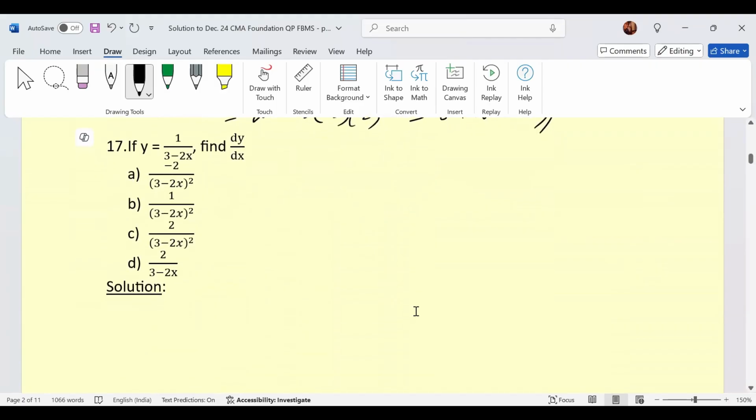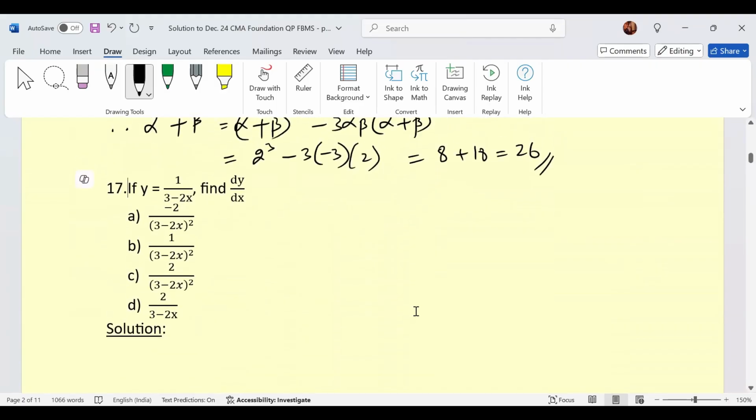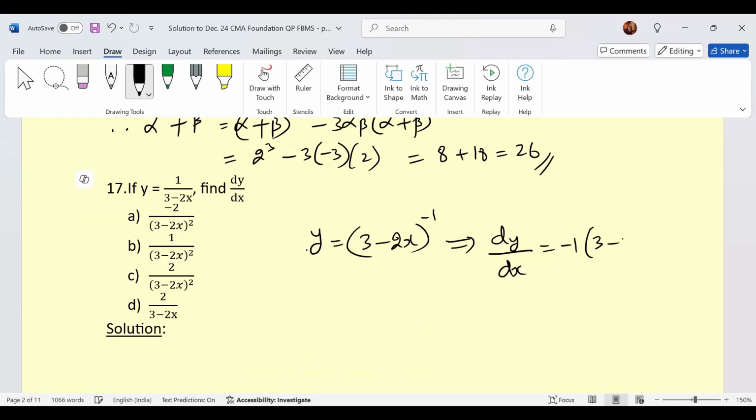If y is equal to 1 by 3 minus 2x, find dy by dx. So we can rewrite this y as 3 minus 2x power of minus 1. So when we find the first derivative, we will be applying the chain rule. Means first we will be differentiating the whole thing, minus 1 times 3 minus 2x power minus 2. Then we will go one step inside, that is differentiate this. If I differentiate 3, it is 0. If I differentiate minus 2x, it is minus 2. So we get minus 1 times 3 minus 2x into minus 2.